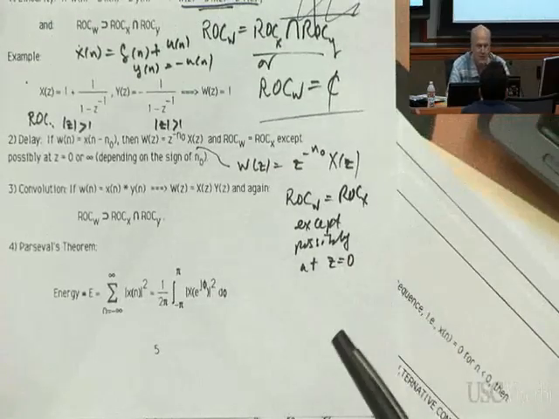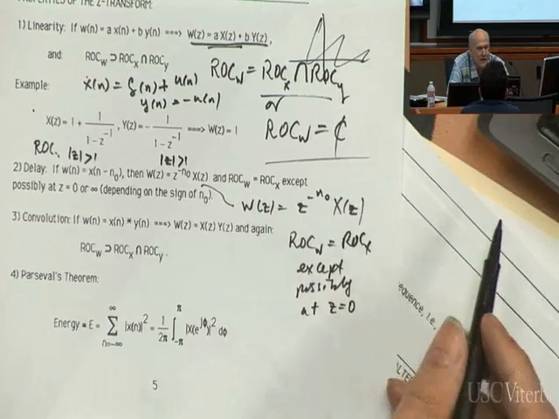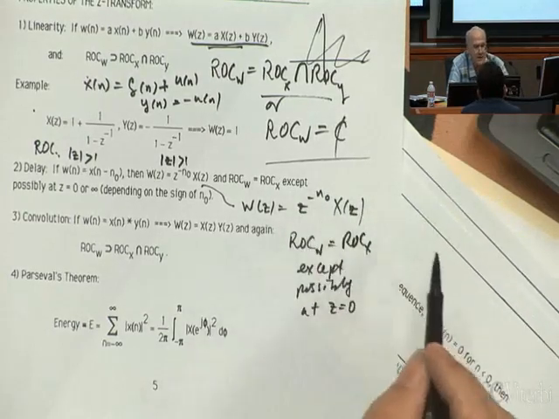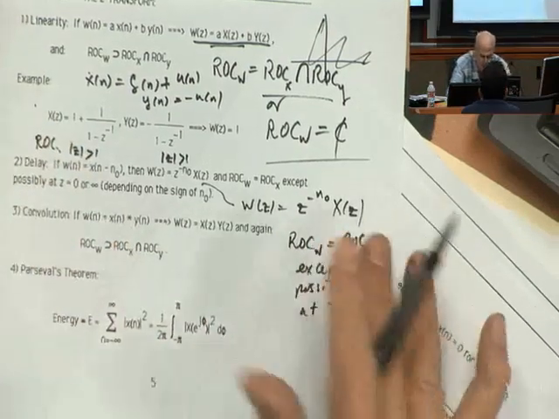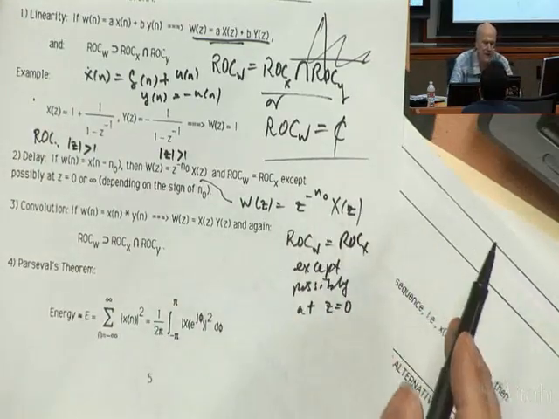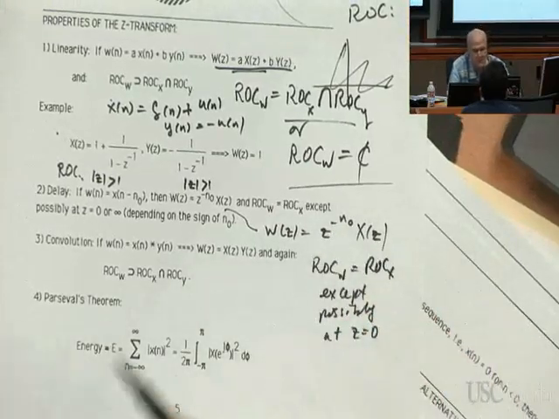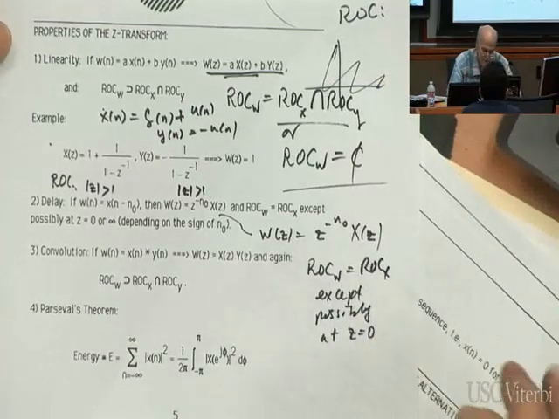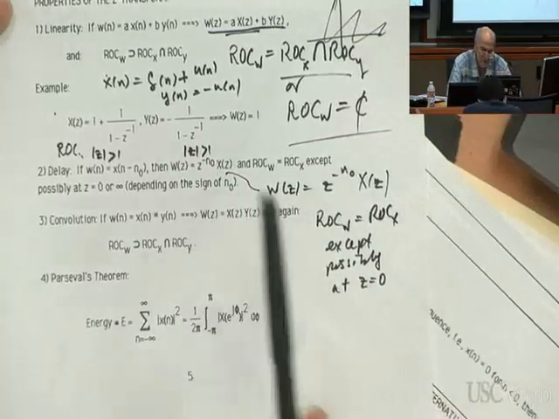Well, if, for instance, n naught were positive, then you're going to add some poles here at z equals 0, and you want to exclude those poles. Of course, now in this case, the pole is just one dot, but you still want to exclude that. If, on the other hand, n naught is less than 0, then you have z to some positive power, and then it just has zeros at z equals 0. So possibly at z equals 0, depending on the sign of n naught.